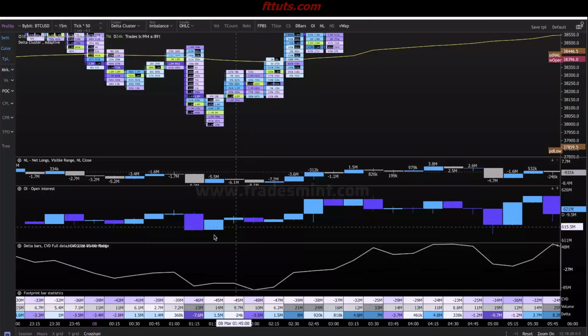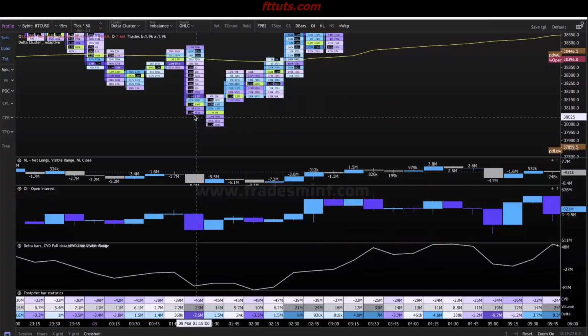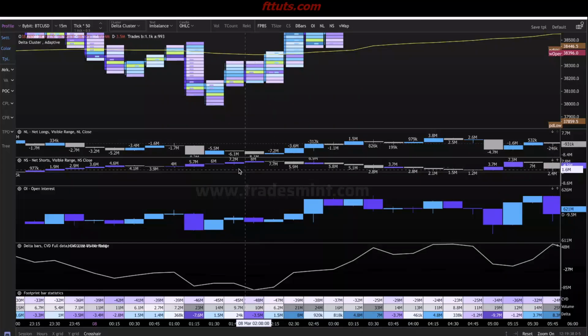But added confirmation is this CVD divergence, where we see price has now come up and made a higher low. We have our first low right here, and then we have a higher low right here. But look at CVD. CVD has actually come lower. What is this telling us? Although there are shorts opening up, we see open interest is actually increasing. We see shorts are opening up, but for some reason price is coming up. We see CVD getting lower over time, but price is coming up. Why is that? How is that possible?